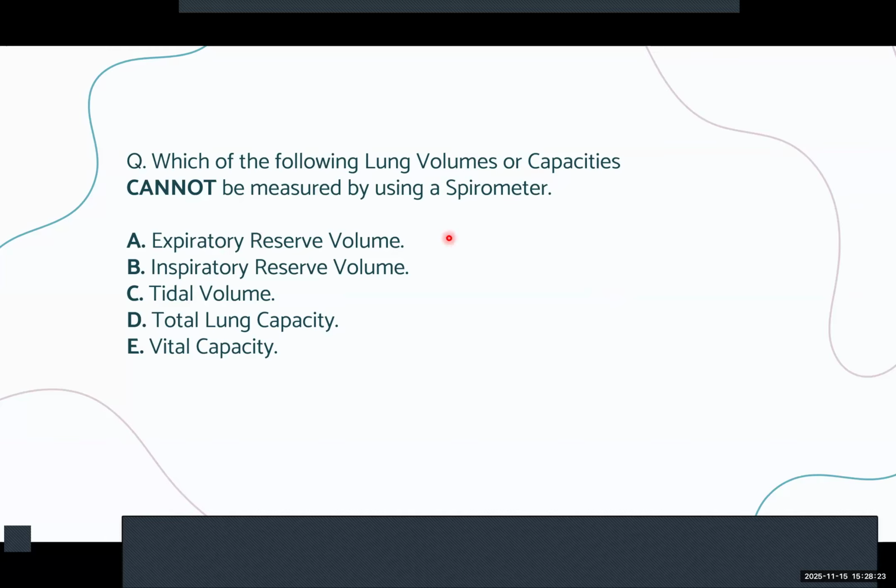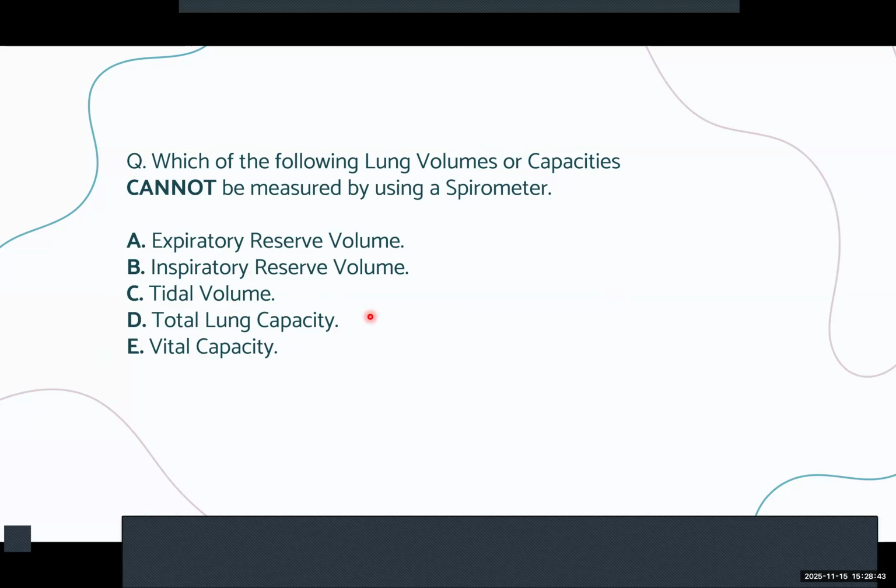So in this case, the expiratory reserve volume is going to be exhaled through the mouthpiece. It can be calculated. The inspiratory reserve volume can be inhaled through the mouthpiece, so it can be calculated. The tidal volume is the same, it can be exhaled or inhaled through the mouthpiece, so it can be calculated. But total lung capacity cannot be inhaled or exhaled, specifically the residual volume component.